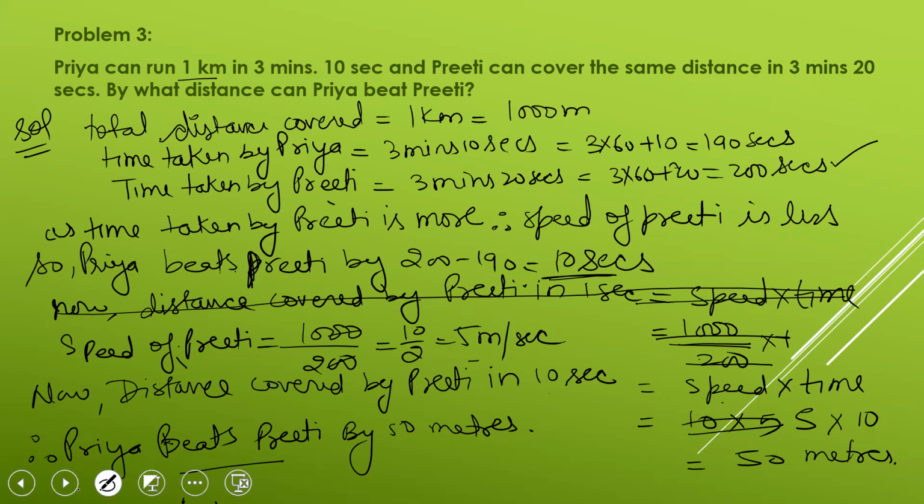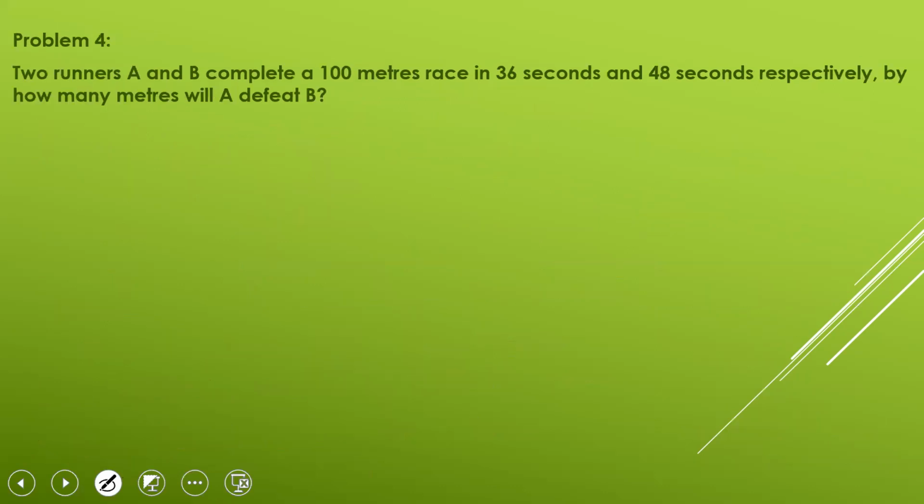Now there's one question which I am giving you as homework, and the problem is two runners A and B complete a 100-meter race in 36 seconds and 48 seconds respectively. By how many meters will A defeat B? This is a similar question. This is your homework question.